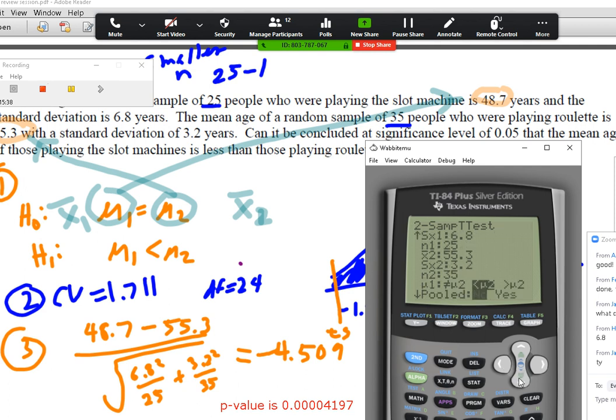Make sure that you pick the correct test: not equal to, whatever H1 is, not equal to, less than, or greater than. And then for pooled, just leave it as No. And then you should have it.